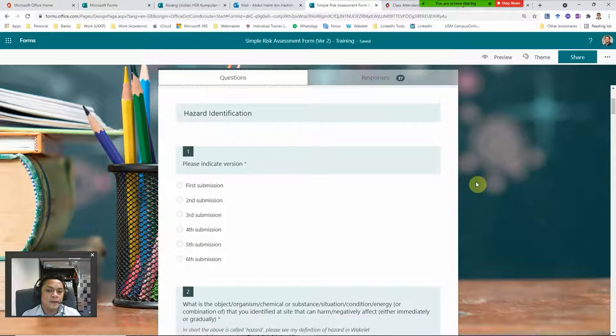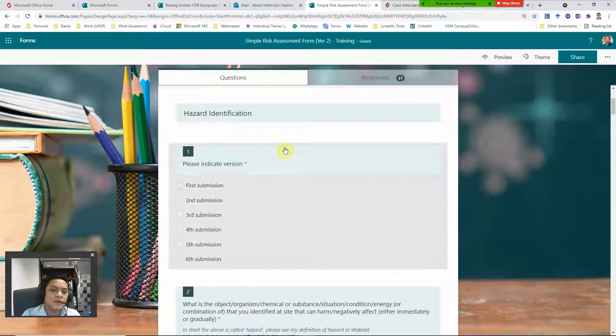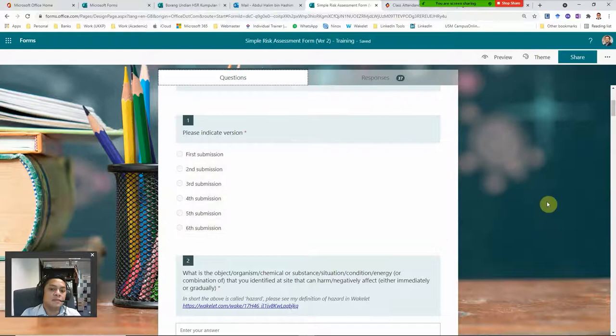The first part of the form, you have to indicate vision. This is just for this exercise, because in the past cohort, you learn from doing. So they would submit it first, and then later on they maybe realize that they made some mistake, and then the same student repeat submission. So I need to know which one of your submission is the latest one.